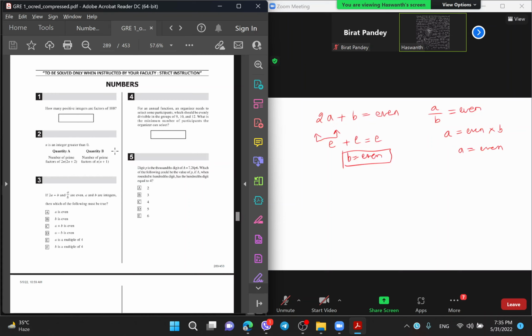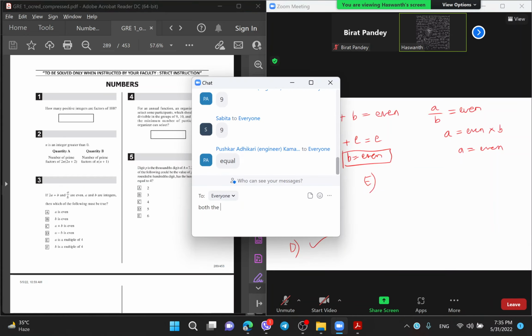A is even, b is even, a plus b: the sum of two even numbers is even. A minus b: the difference of two even numbers is even. Next, a is a multiple of 4. He is asking which of the following must be true. Can we say a must be a multiple of 4? Yes. Can we say a must be a multiple of 4? This is option E.